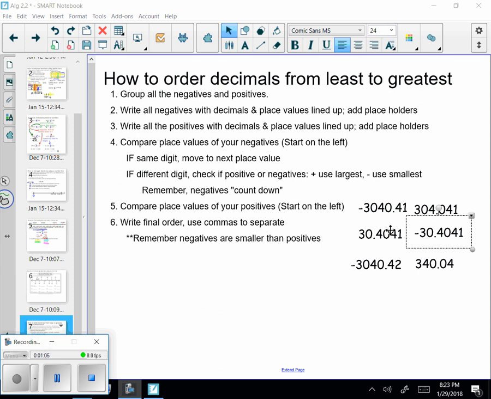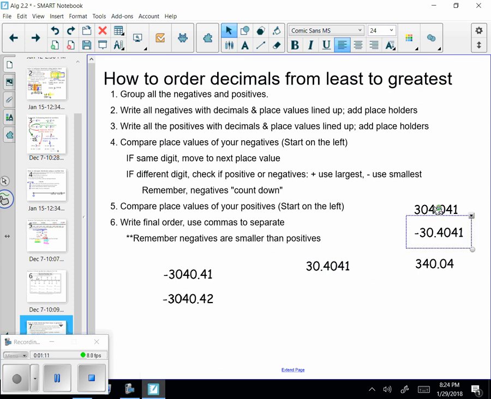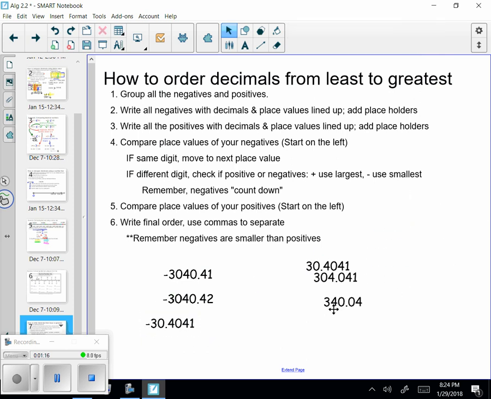So let's compare these 6 numbers. Step 1, group positives and negatives. Negative, positive, negative, positive, negative, positive. Step 2, write all negatives with decimals and place values lined up. Add placeholders where needed. First, I'm going to line up my decimals.